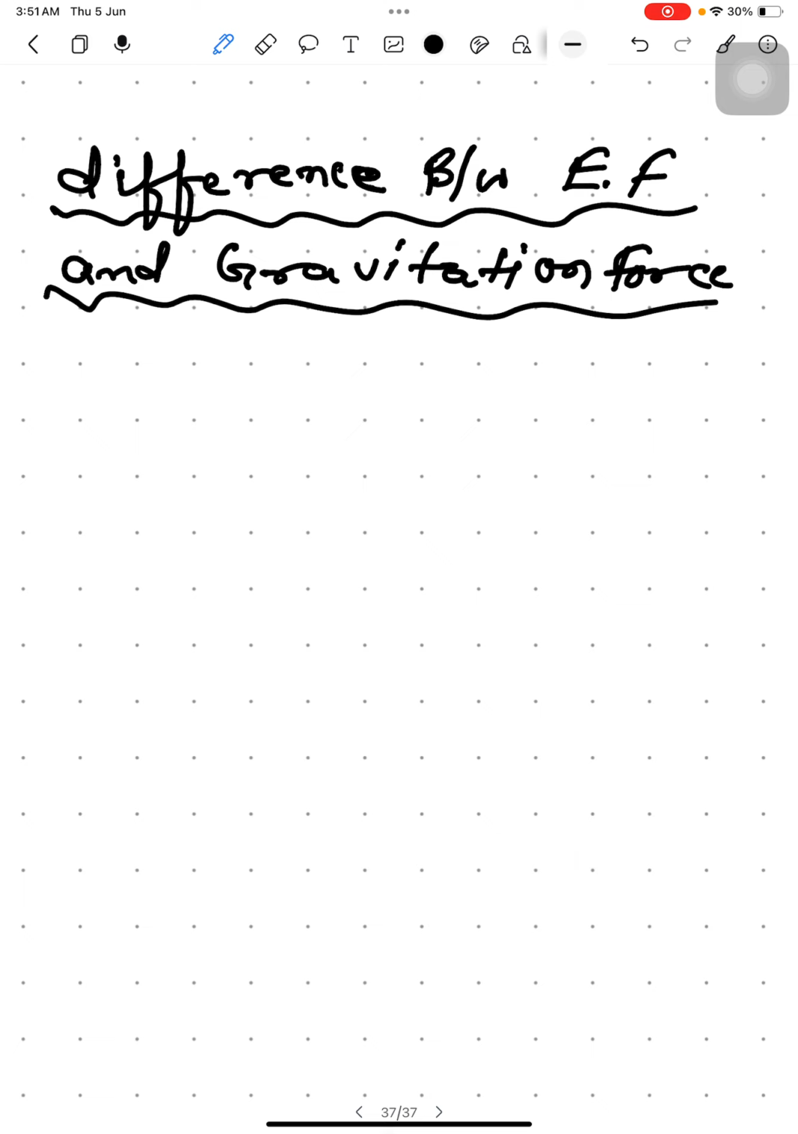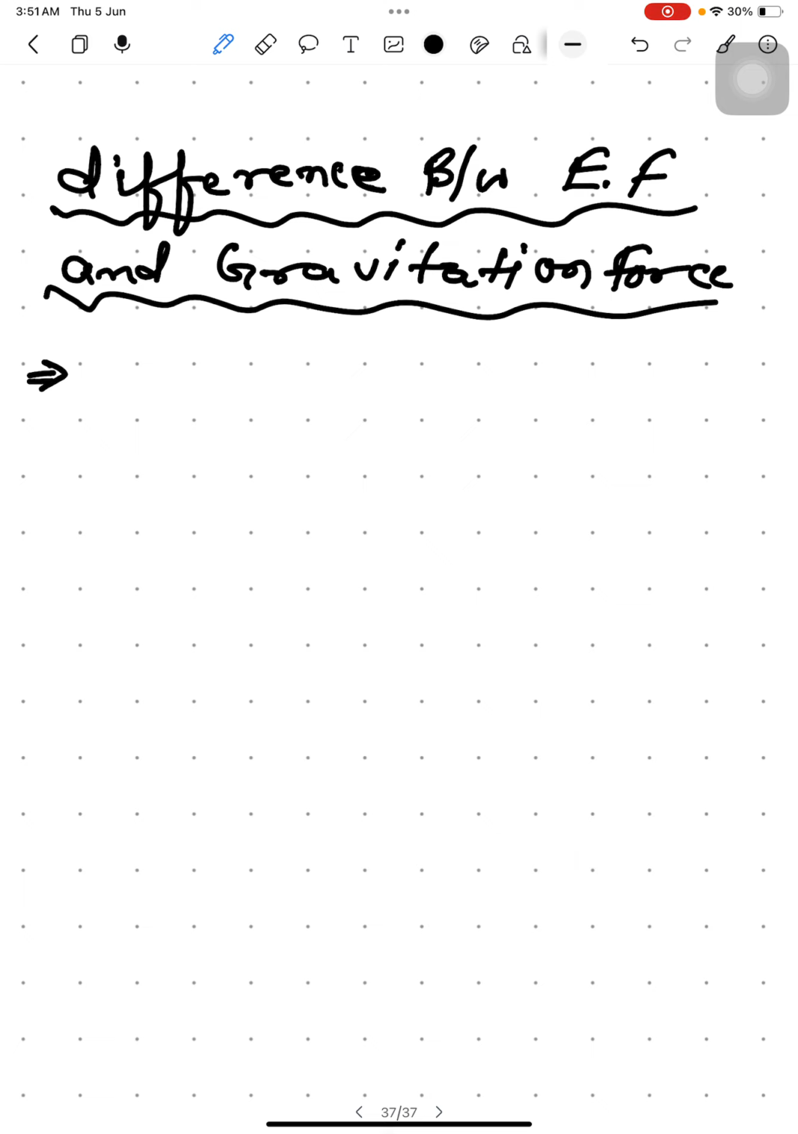Namaskar students. Now we study the difference between electric force and gravitational force. As we know about electric force and gravitational force, now we study the difference between the electric field and the gravitational field.